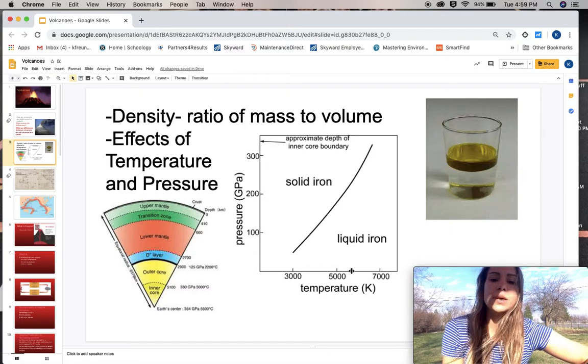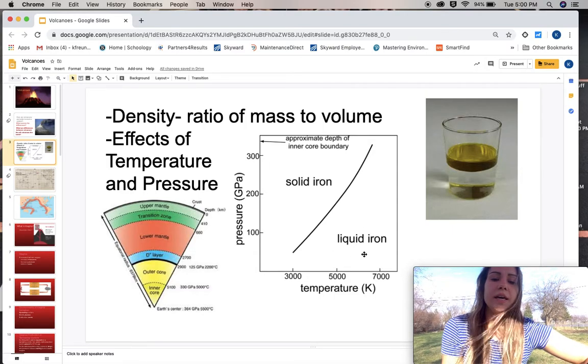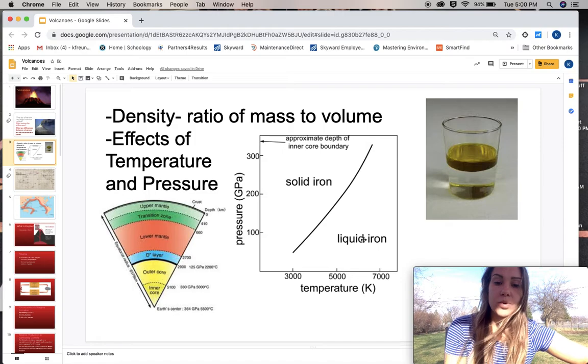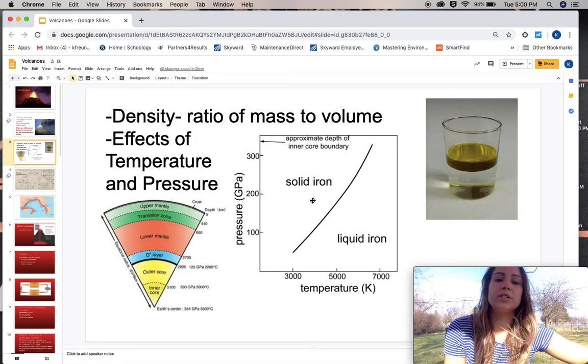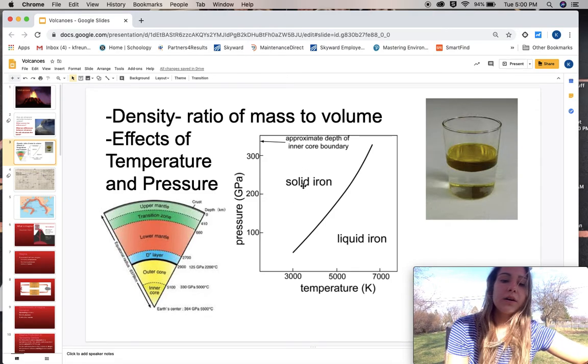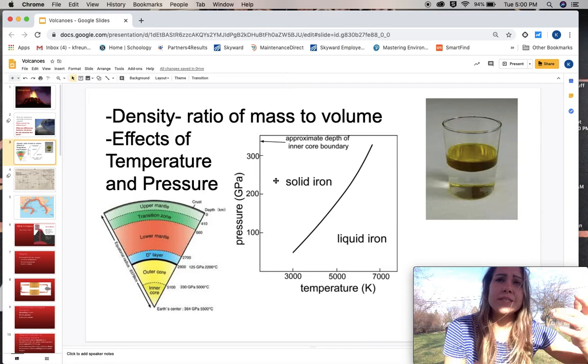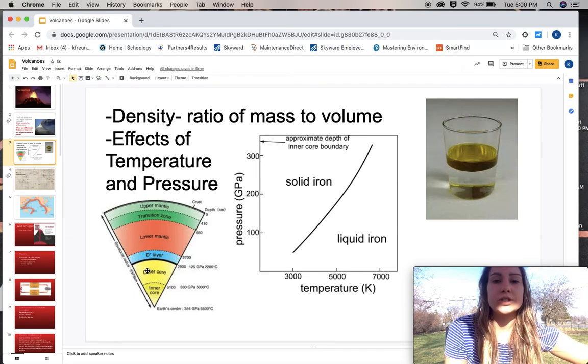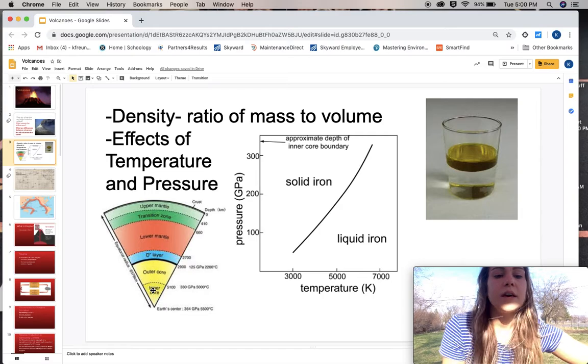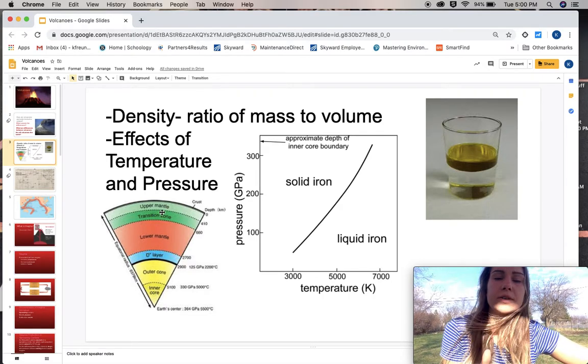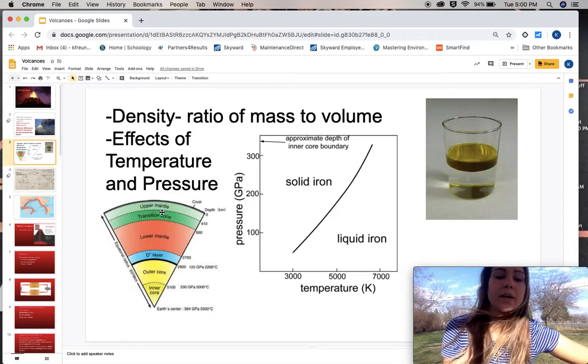So very high temperatures and low pressures indicate a liquid rock, and relatively high pressure and lower temperatures will give you a more solid rock. So how does this relate to anything? If you remember the layers of the earth that we discussed, the inner core, outer core, mantle, upper mantle, they're all different states of matter.